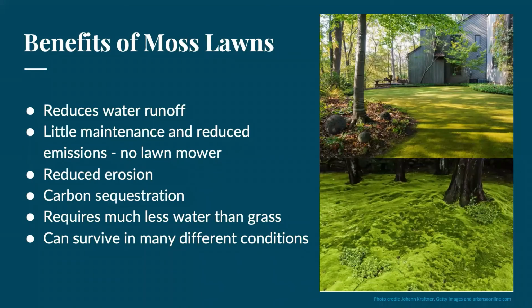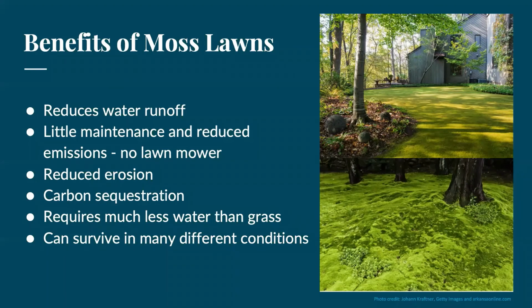You're going to reduce some water runoff once again. They can be quite absorbent depending on what type of moss you have. Little to no maintenance and reduced emissions when you're thinking no gas lawnmower. Reduced erosion of soil, again, more of that carbon sequestration, which we know is so important to keeping the emissions low so that we can protect our ozone layer, so we don't have these gaping holes where sunlight and UV rays that are harmful are penetrating through. And hopefully that helps us with our global warming issues.